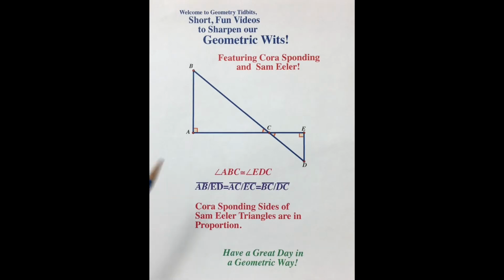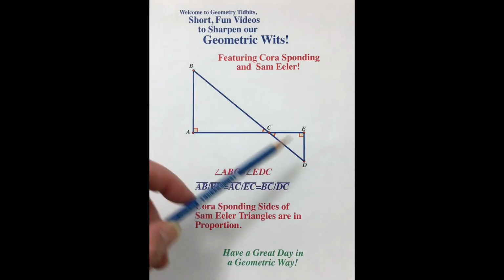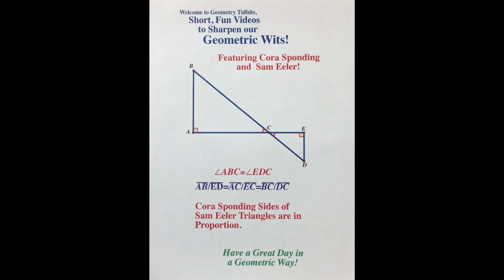Okay, let's look at our diagram here and see what we've got. Well, we have two right triangles. And also these two line segments cross, forming a pair of vertical angles. And we know that vertical angles are congruent. So now we see, with respect to these two right triangles in this kind of butterfly diagram, that we've got two pairs of congruent corresponding angles.